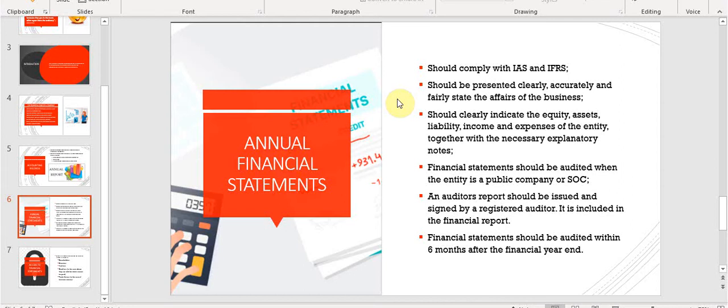There should be comparative figures. If it's a group of companies, they should have consolidated financial statements. So a lot of this is addressed by IAS 1 as well. It should clearly indicate the equity, the assets, the liabilities, the income and the expenses of the entity, together with necessary notes. So again, we have a number of notes that need to be done.